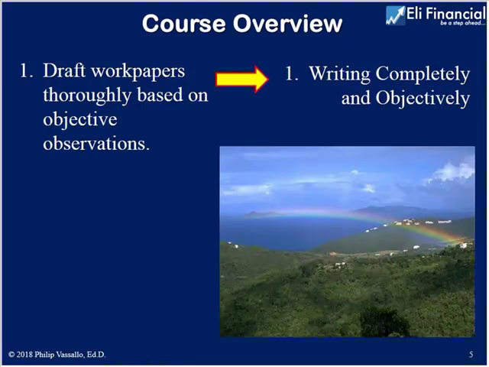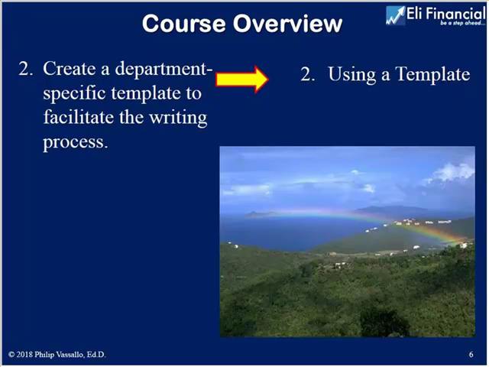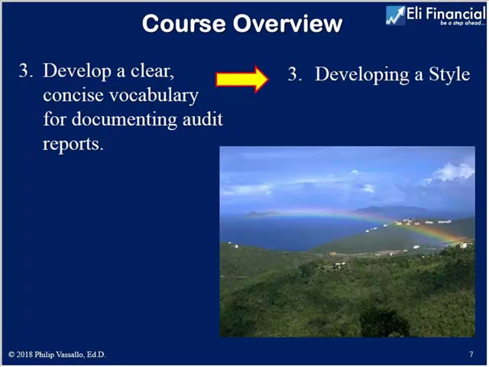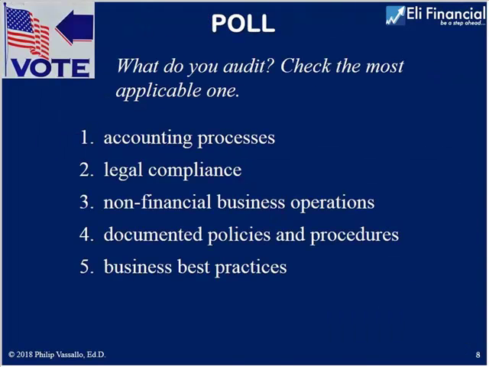The first objective is going to be focused on part 1, writing completely and objectively, and this is how we'll get thorough work papers. That second objective, that department-specific template, will be obviously the second part, using a template, how you can use that template to your benefit. And then the third part will be focusing on developing a style. So let's get started with that first part.